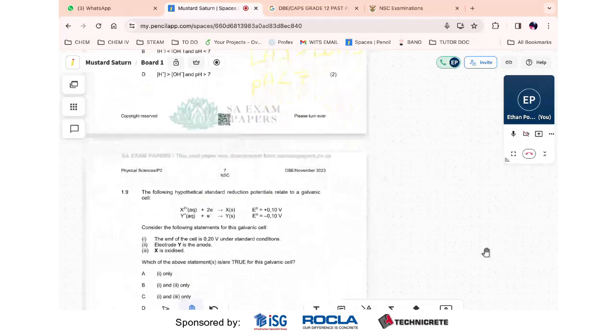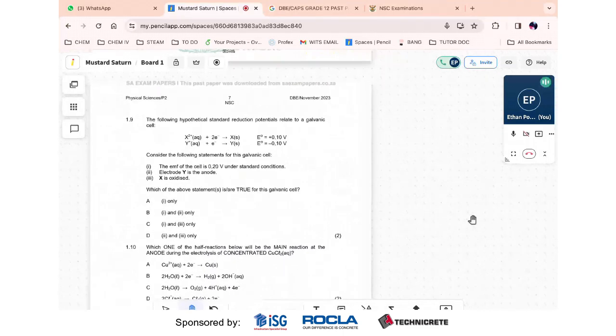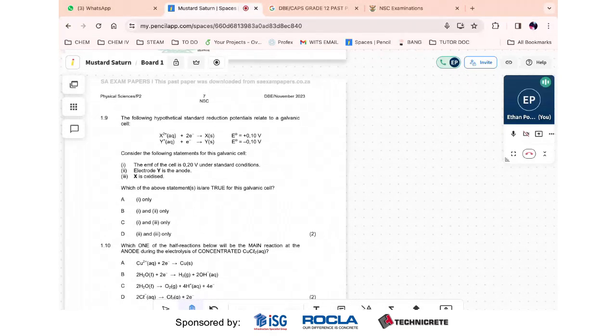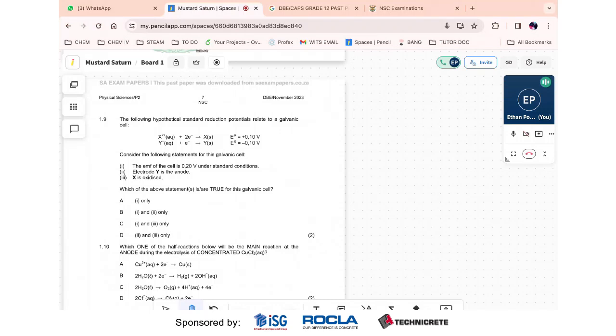Okay, moving on to question 9. The following hypothetical standard reduction potentials relate to a galvanic cell. Consider the following statements for the galvanic cell. The EMF of the cell is 0.2 under standard conditions. So let's check, is the EMF actually 0.2?